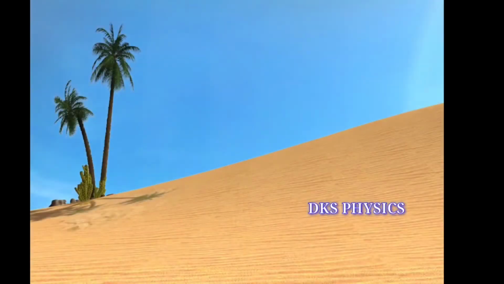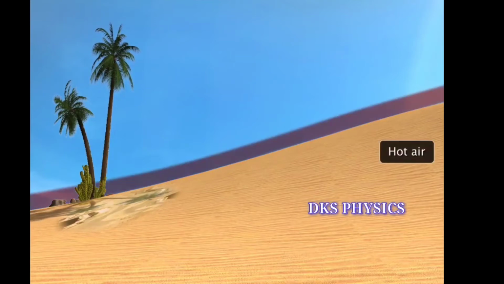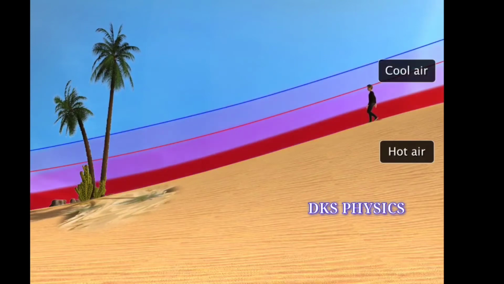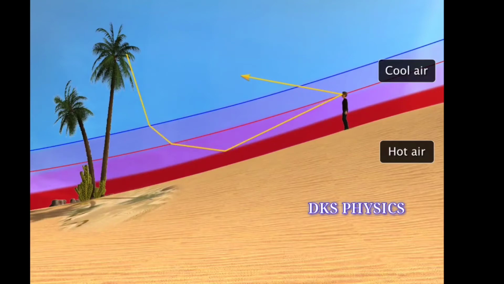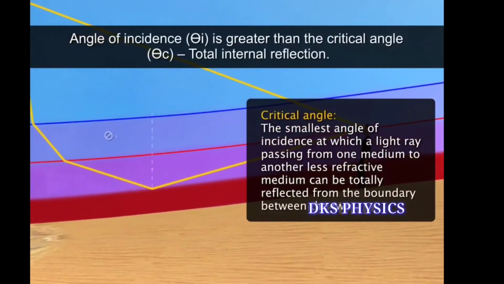During the day, the sand becomes hot, and the layers of air in contact with sand become hot and less dense. The upper layers are comparatively cooler and denser. A ray of light coming from the top of a tree passes from denser to rarer layers successively and gets bent away from the normal. When the angle of incidence becomes greater than the critical angle, the rays are totally internally reflected.